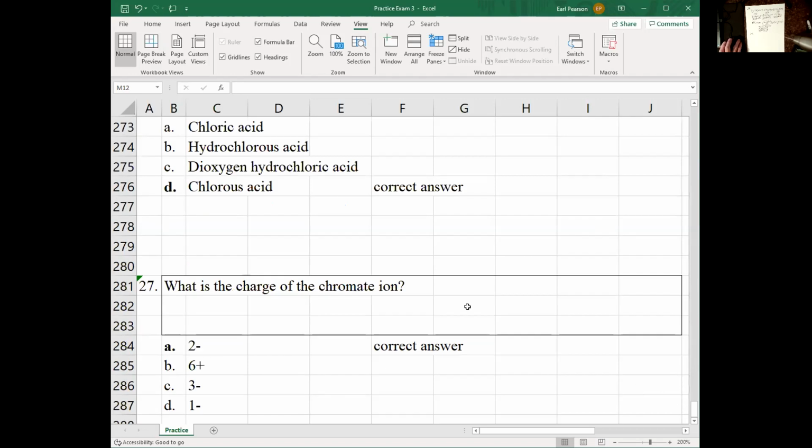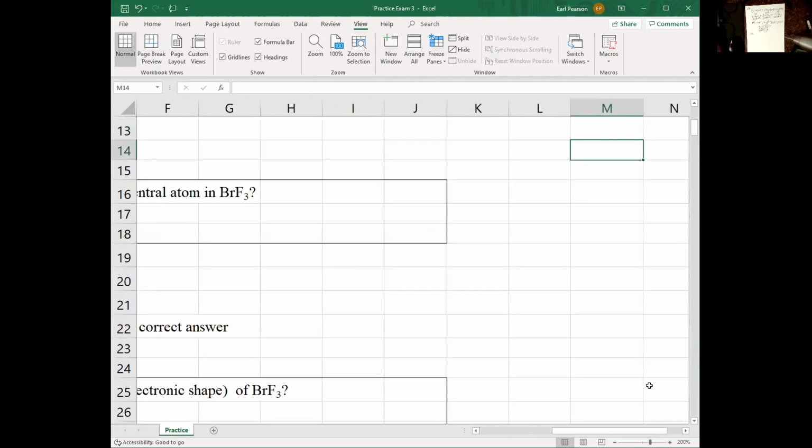Okay, what is the charge of the chromate ion? Chromate is -2. It's CrO4 2 minus. So that's another pretty much gimme type problem.